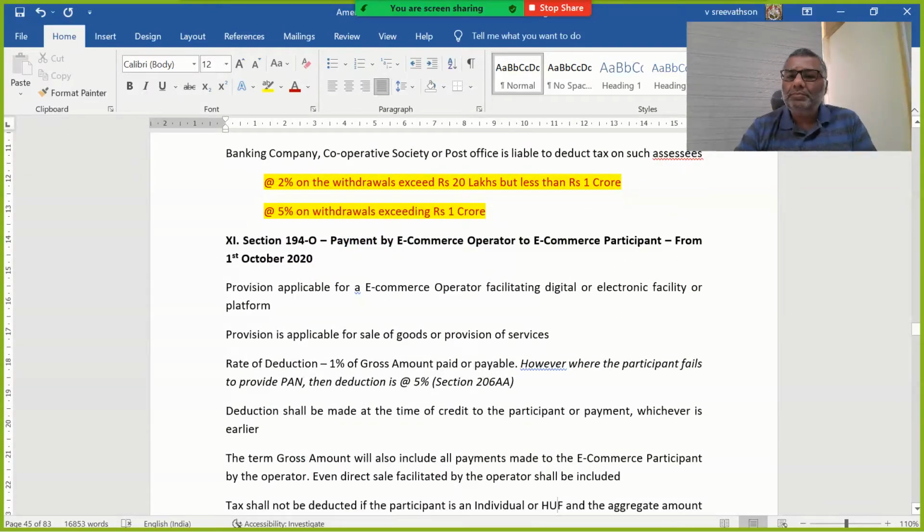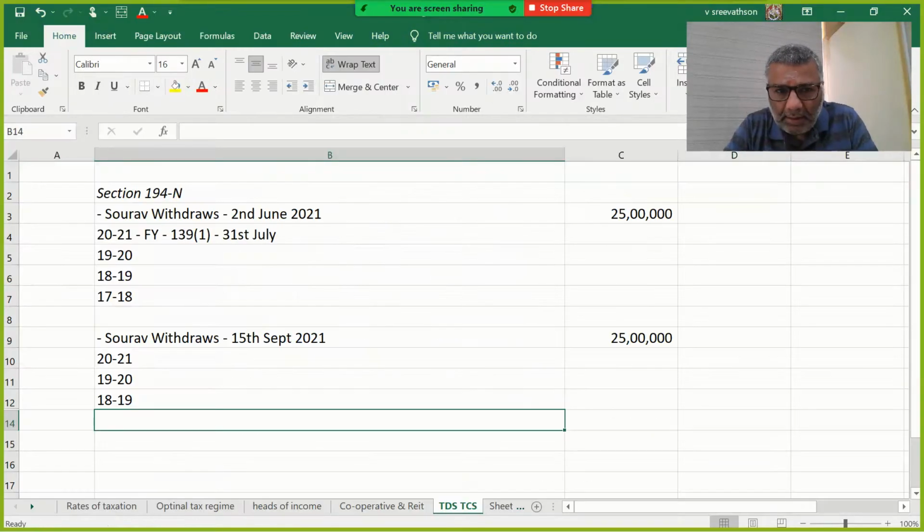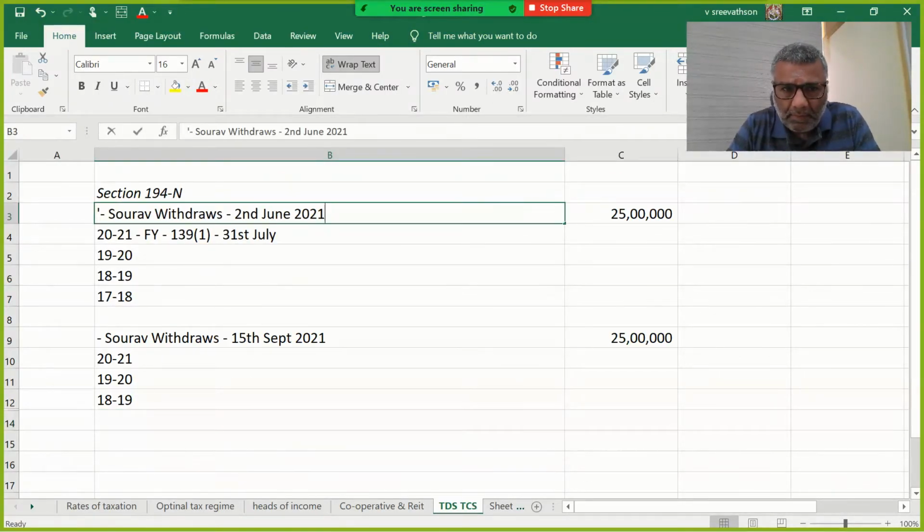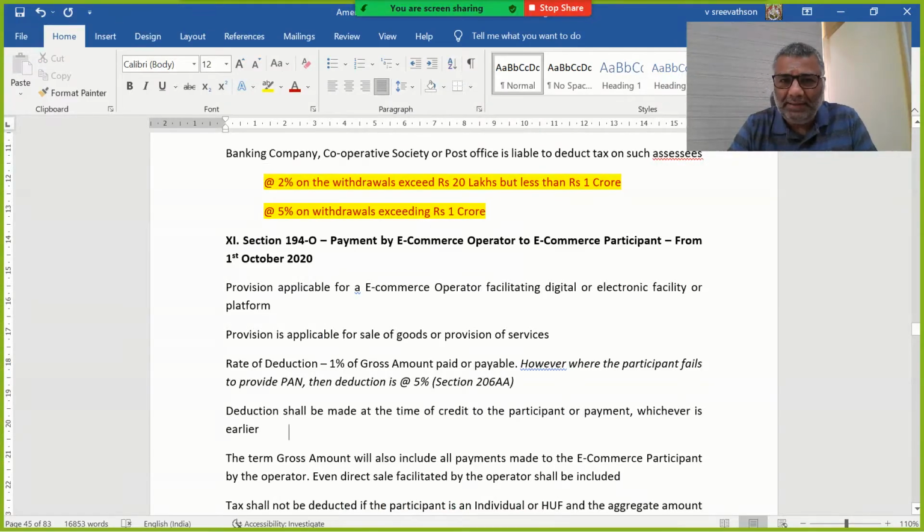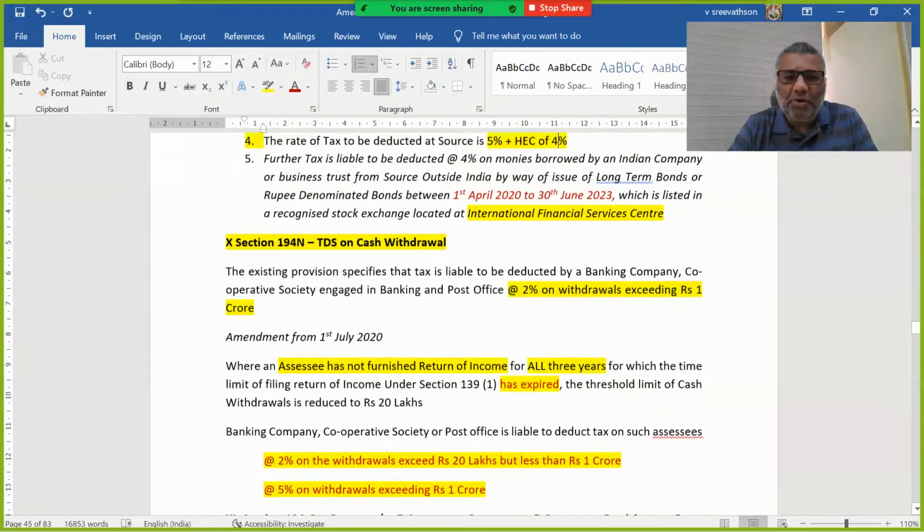Sir, in the same question, if instead of 2nd June 2021, it was 2nd June 2020, this provision is not applicable, right? Yeah, this is only from 1st July. That example was for the next assessment year. The example is to make you understand which 3 years, and not for a particular clear case. That's all. Thank you.